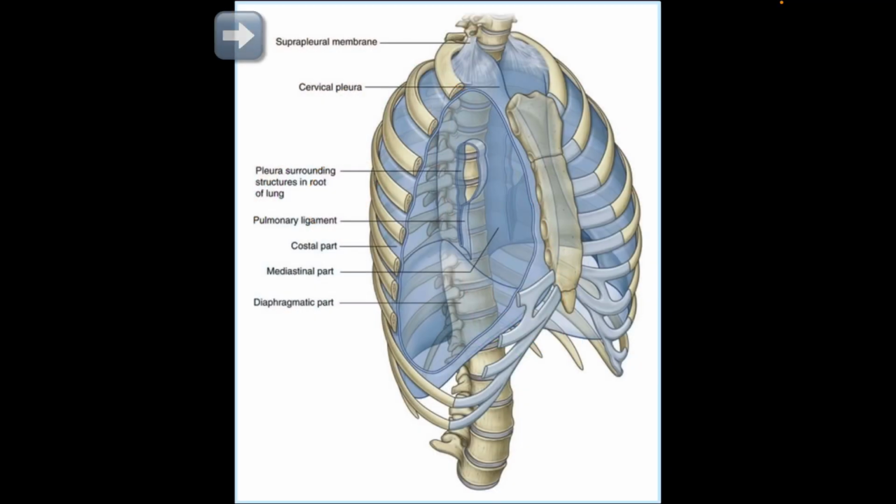Within the pleura, there's also something called the suprapleural membrane, which is a layer of fascia that covers the superior surface of the cervical pleura, and it extends from the transverse processes of C7 to the medial border of the first rib, and it receives some muscle fibers from the scalene muscle that helps to keep the membrane taut. This suprapleural membrane provides support to the cervical pleura in the root of the neck.